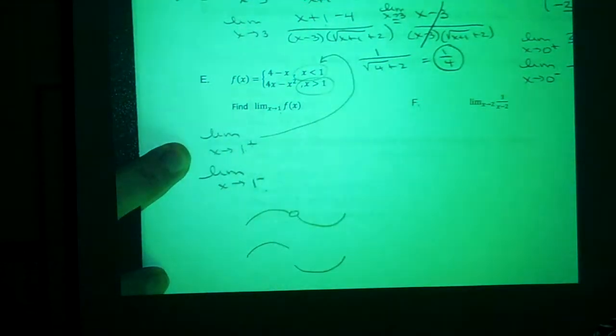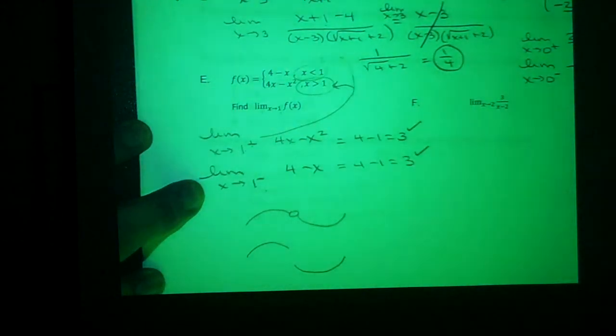That's what's going to determine whether there's a limit or not. So when I approach 1 from the right, I'm coming at it from numbers greater than 1, so I want to be plugging into this piece of the function. When I come at it from the left, I need to plug into the other piece of the function.